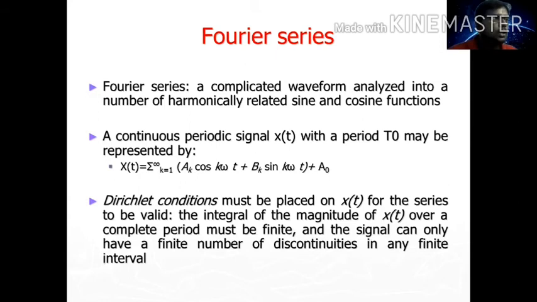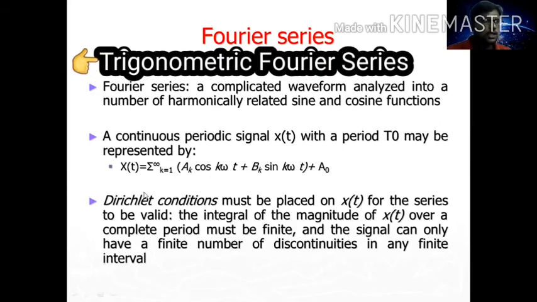Now I will explain the trigonometric Fourier series, the first representation of the Fourier series. How can it be represented? x of t is equal to a naught. So a of 0 or a naught, you may write whichever you like.